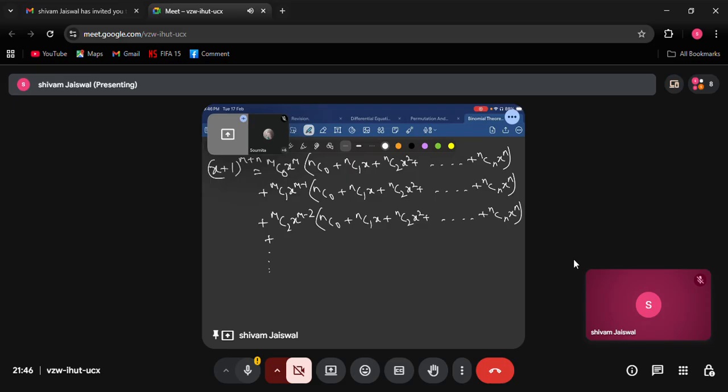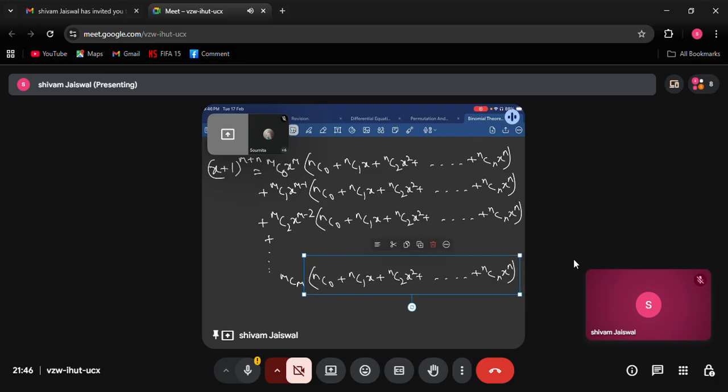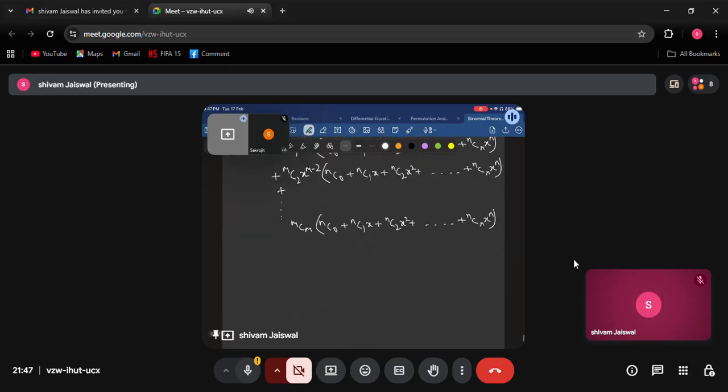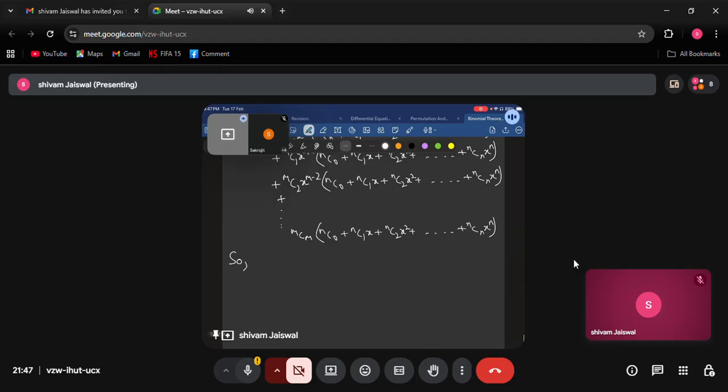Plus mCm into this whole thing. Now, whose coefficient do we need now? The coefficient of x to the power r, that is (m+n)Cr. So yes, the coefficient of x to the power r on the LHS, the left hand side, will be equal to (m+n)Cr.